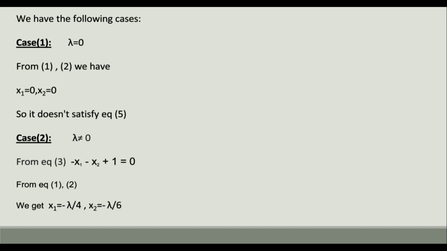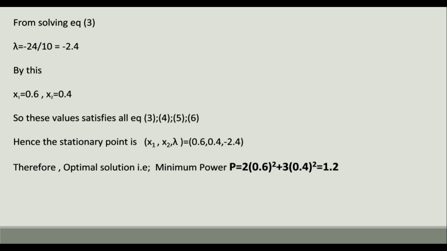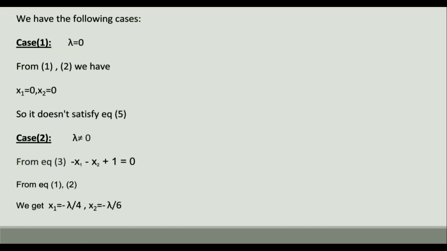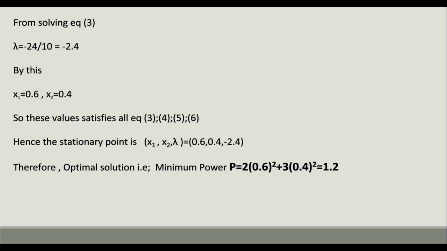In the next case, lambda is not equal to 0. From equation 3, since lambda is not equal to 0, minus x1 minus x2 plus 1 should be equal to 0. Then from equation 1 and equation 2, we get x1 equal to minus lambda by 4 and x2 equal to minus lambda by 6. By solving equation 3, we get lambda equal to minus 24 by 10, that is minus 2.4.